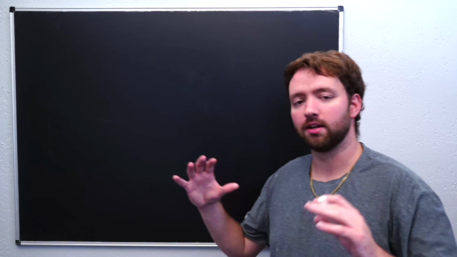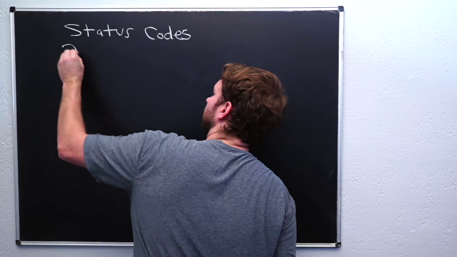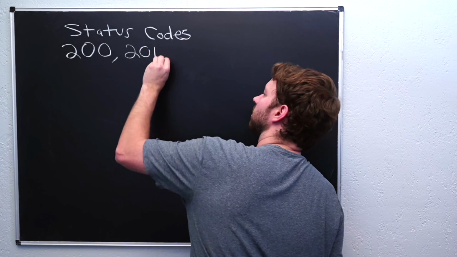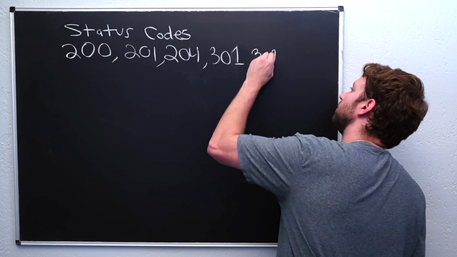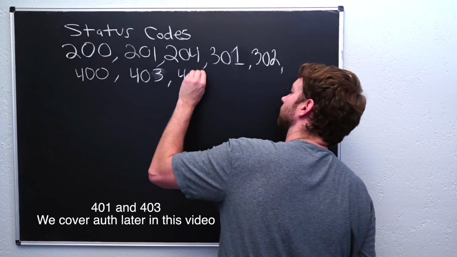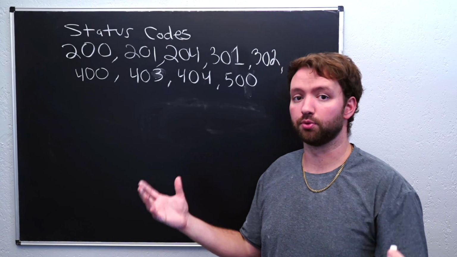Cool, so we got that out of the way. Now we can take a closer look at status codes. So off the top of my head, the ones you should know immediately are 200, 201, 204, 301, and 302, 400, 403, 404, and 500. So if you know all of these, you'll be pretty good.